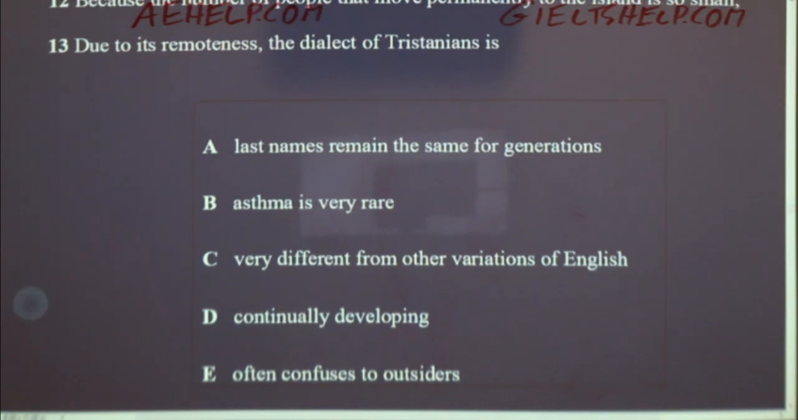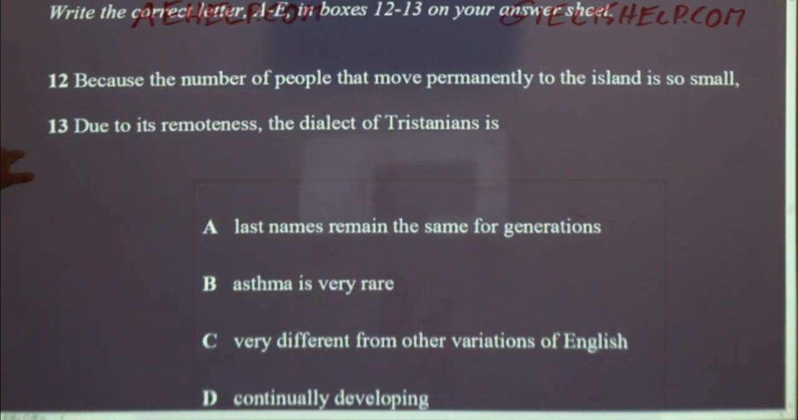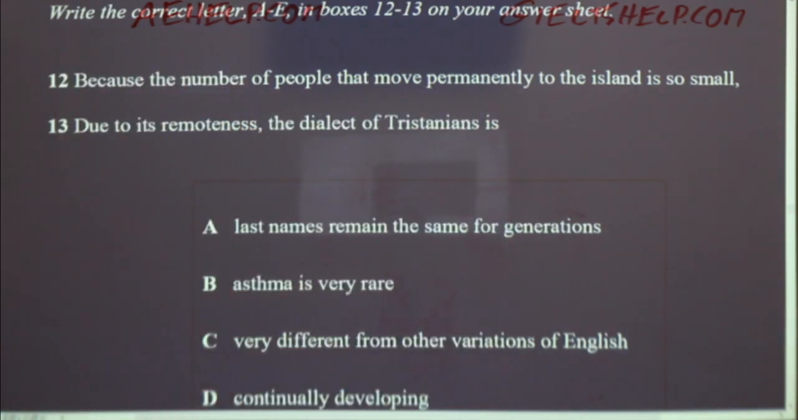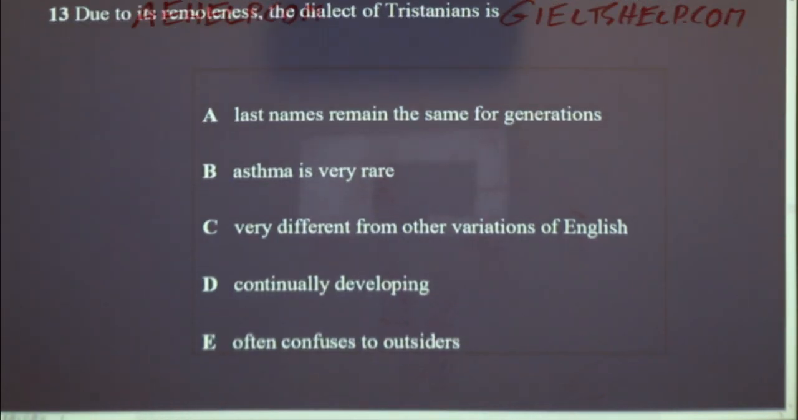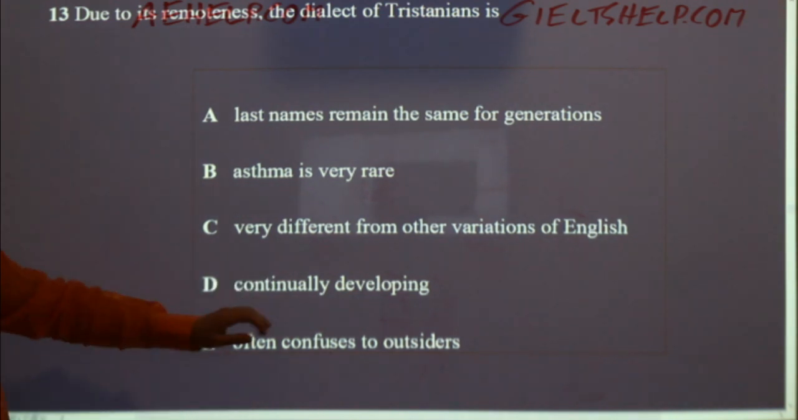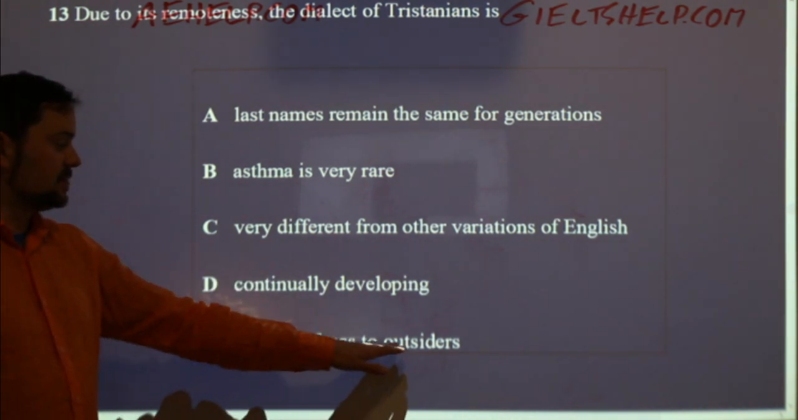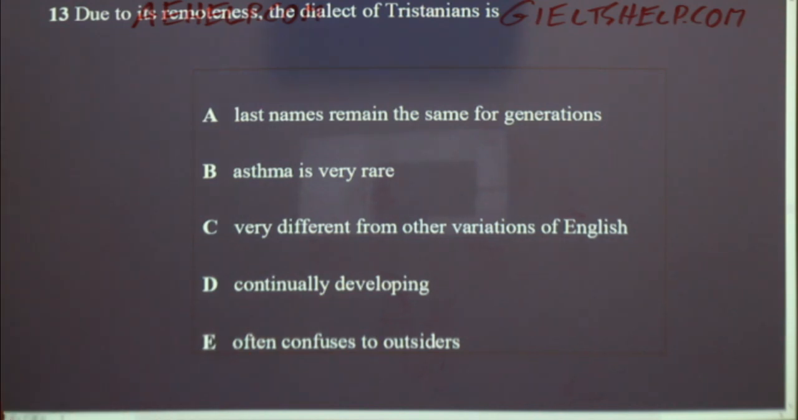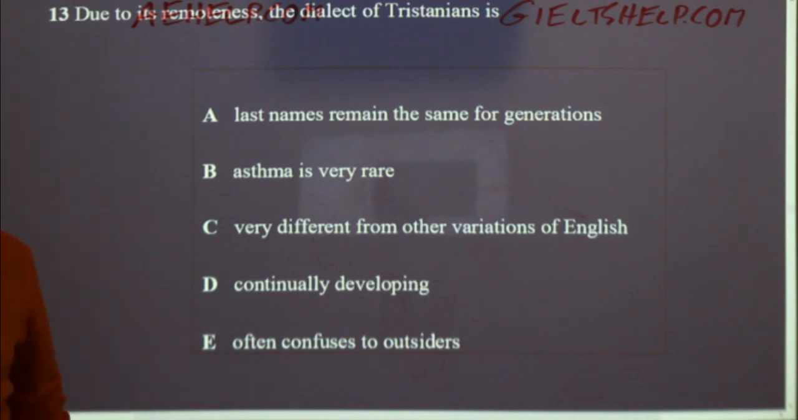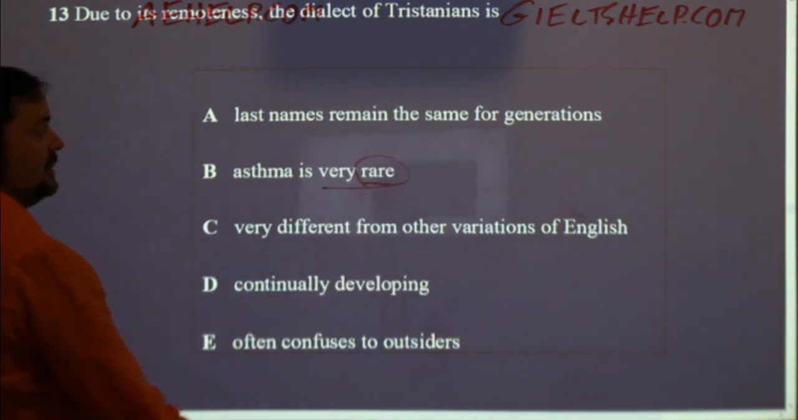So, for number 12, okay, because the number of people that move permanently to the island is so small, last names remain the same for generations. Asthma is very rare, very different from other variations of English, continually developing, often confuses outsiders. Which one of these is the best answer for 12? Okay, this one's definitely not, girls and guys, because it's very rare, right? That's not true.